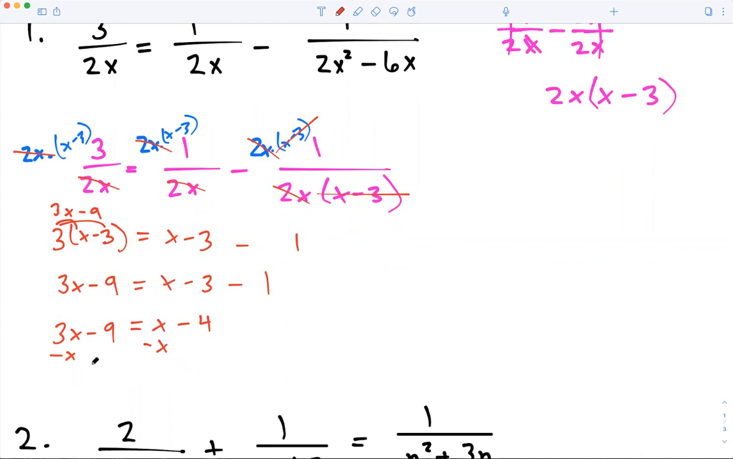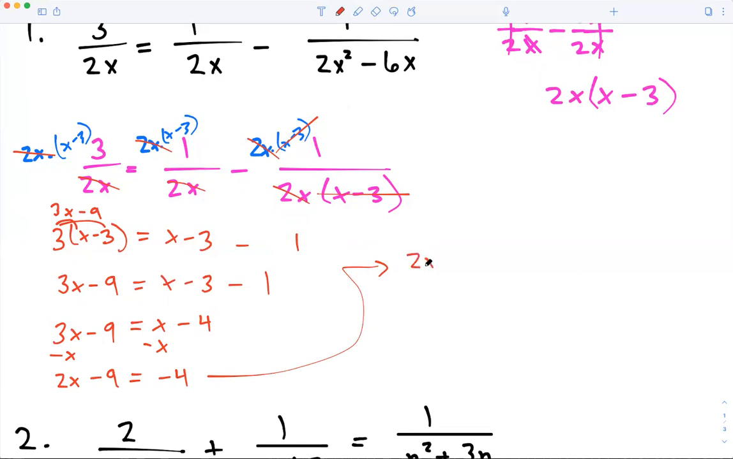So yeah, I'll write it here. I'm just getting a little crunched down here for the next problem. Typical. 2x minus 9 equals negative 4. And I'm going to take this up here where I have some space. And I'm going to finish off this problem.